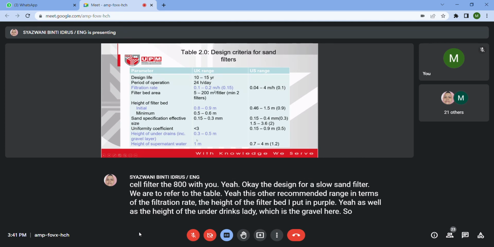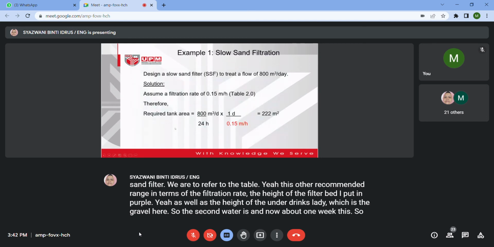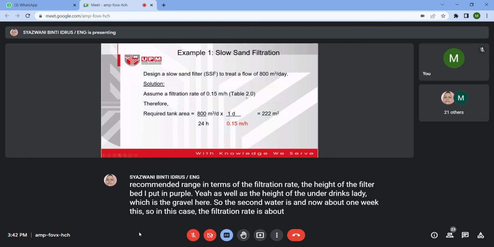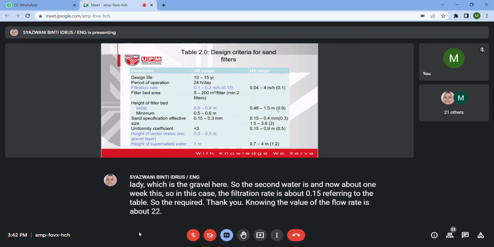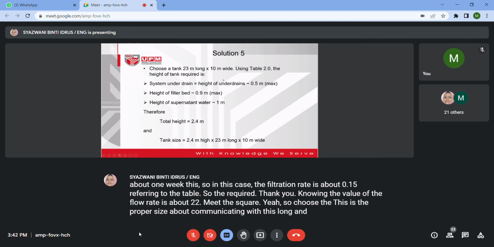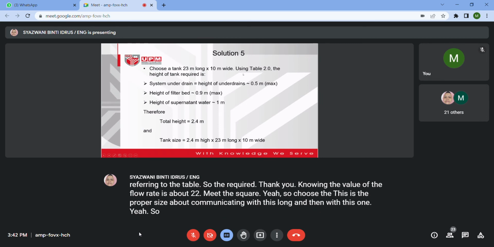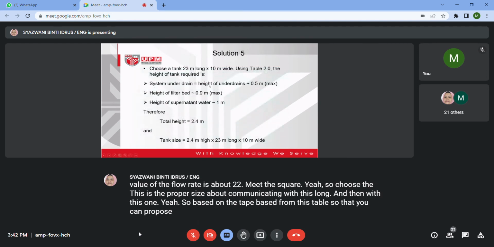So the supernatant water is allowed about 1 meter. In this case, the filtration rate is about 0.15, referring to the table. So the required tank area, knowing the value of the flow rate, is about 222 meters squared. So this is the proposed size, about 23 meters long and 10 meters wide. Based on this table, you can propose the system under drain height of about 0.5.